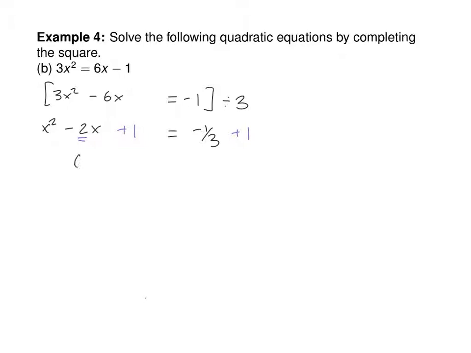All right, now that factors into (x minus 1) squared equals, so 1 is 3/3, right? What's negative 1/3 plus 3/3? 2/3. Okay, great. So square root both sides, x minus 1 equals plus or minus square root of a big fraction.